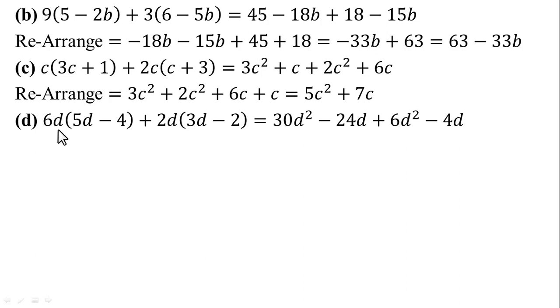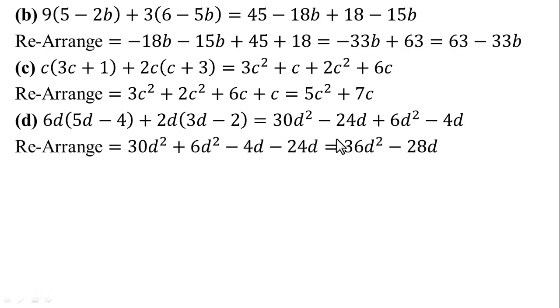In D part, 6d into 5d minus 4 plus 2d into 3d minus 2. First of all, 6d multiplied by 5d minus 4 and also 2d multiplied by 3d minus 2. Now 6 5s are 30, d multiplied by d is d square. Minus 6 4s are 24d. Plus 2 3s are 6d square. And plus minus minus 2 2s are 4d.